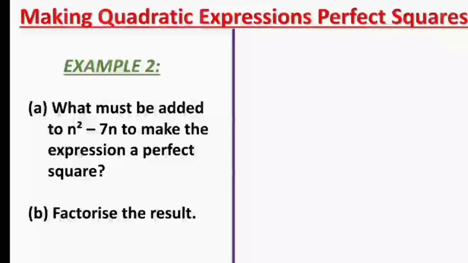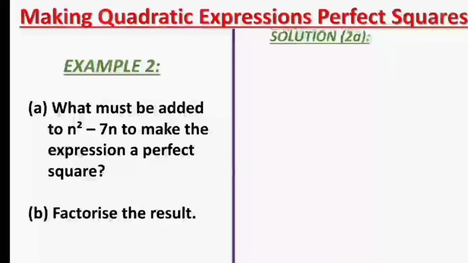Let's see a second example on making quadratic expressions perfect squares. Question 2a. What must be added to n squared minus 7n to make the expression a perfect square? Question 2b. Factorize the result. Now, can you tell the answer to this question from your knowledge of example 1? Let's see if you can.